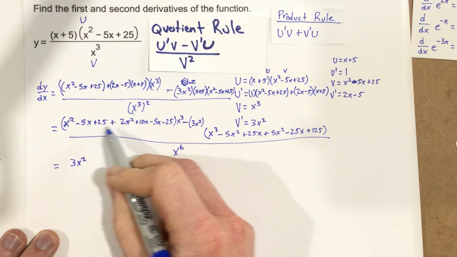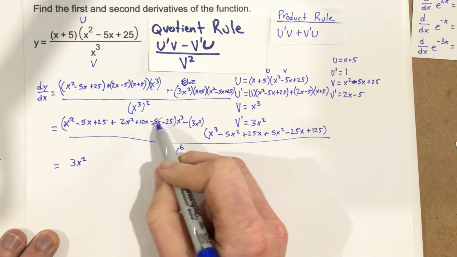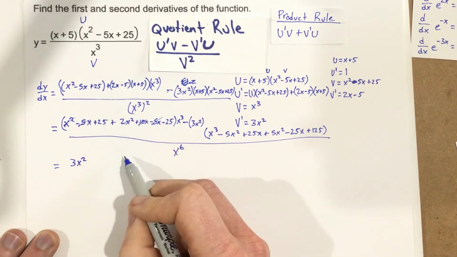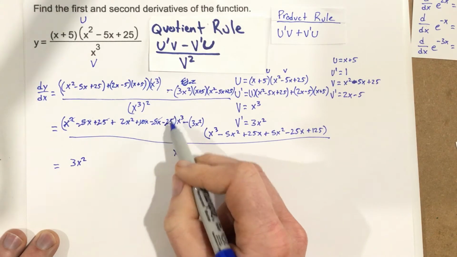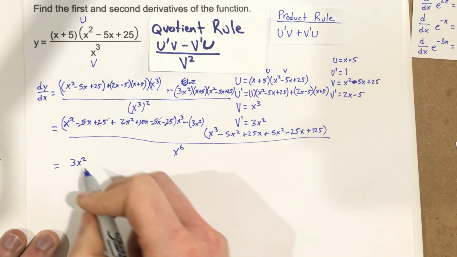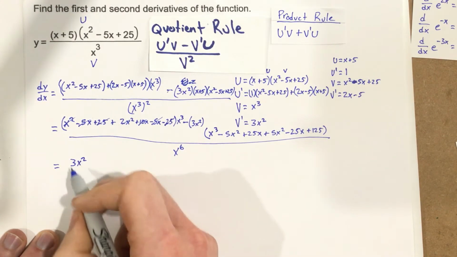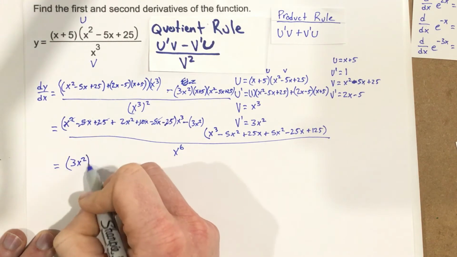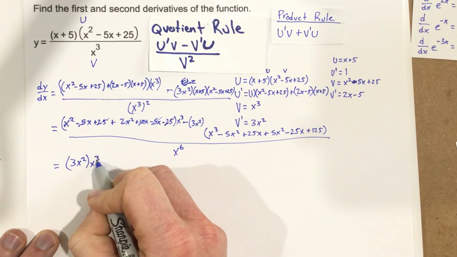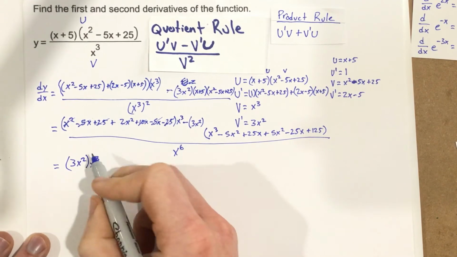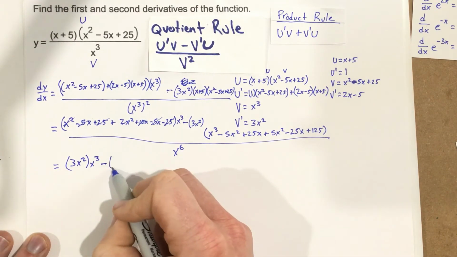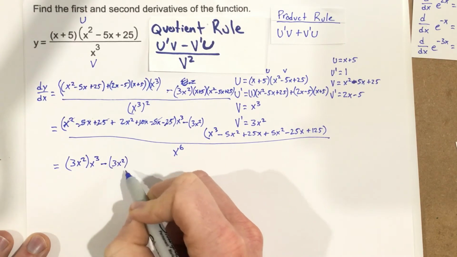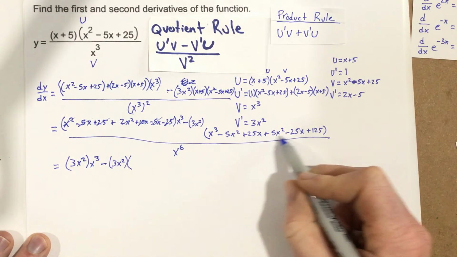This is minus 5x. That cancels with the 10x. We get 25 and negative 25 canceling. So we get 3x squared times x cubed here. And then we get minus, let's combine, we'll do 3x squared. And let's combine like terms here.